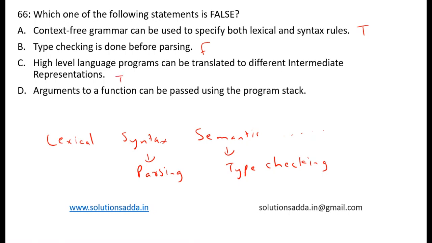High level language programs can be translated to different intermediate representations. Yes, this is true. Arguments to a function can be passed using the program stack. This is also true. So the question is asking which is false. Option B is the false option here. That is, type checking is done before parsing. Actually, type checking is done after parsing. Option B is the correct answer.